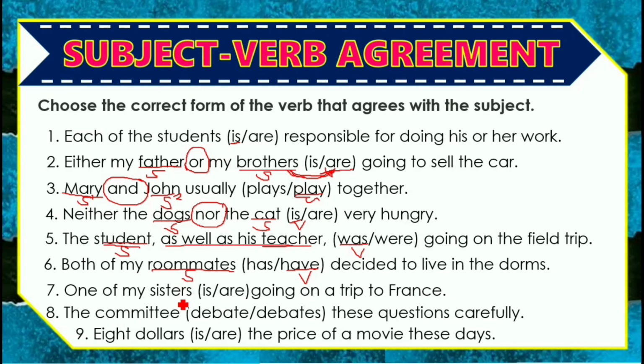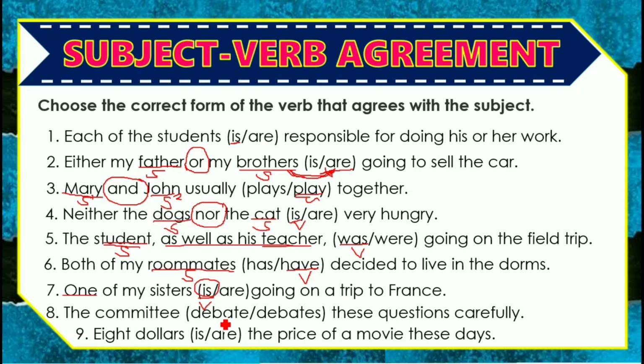Number 7, one of my sisters is going on a trip to France. What is your answer? And the correct answer is is. And why is? Because although you have many sisters, you are only talking about one sister who is going on a trip to France, and not all of your sisters.